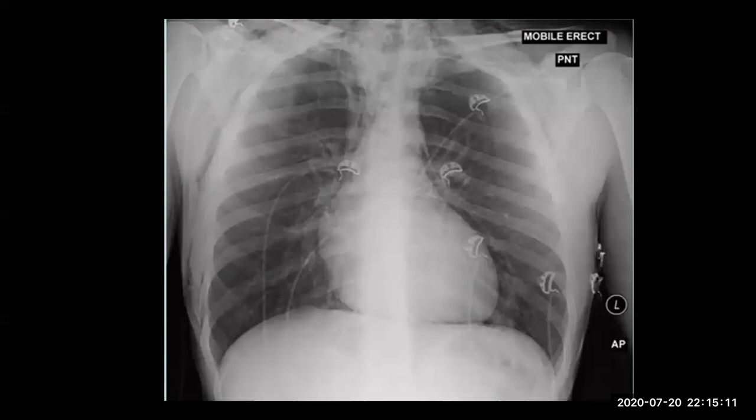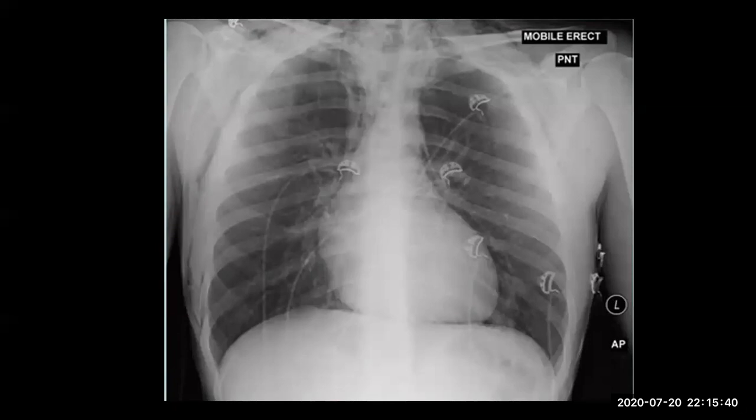What is the first? What is the procedure here? Chest X-ray PA view, critically ill patient. Okay, very good. What do you see? There is a surgical emphysema in the neck, above the shoulder, chest wall, right lateral chest wall.